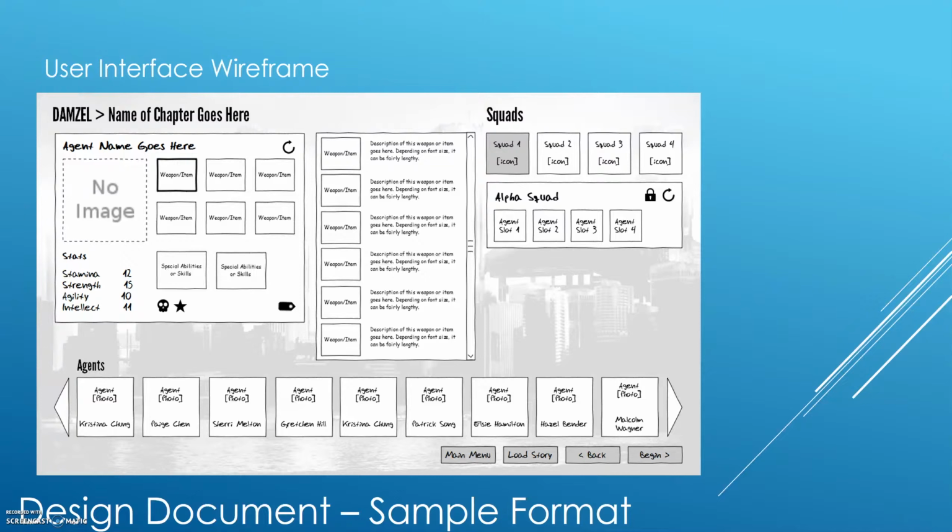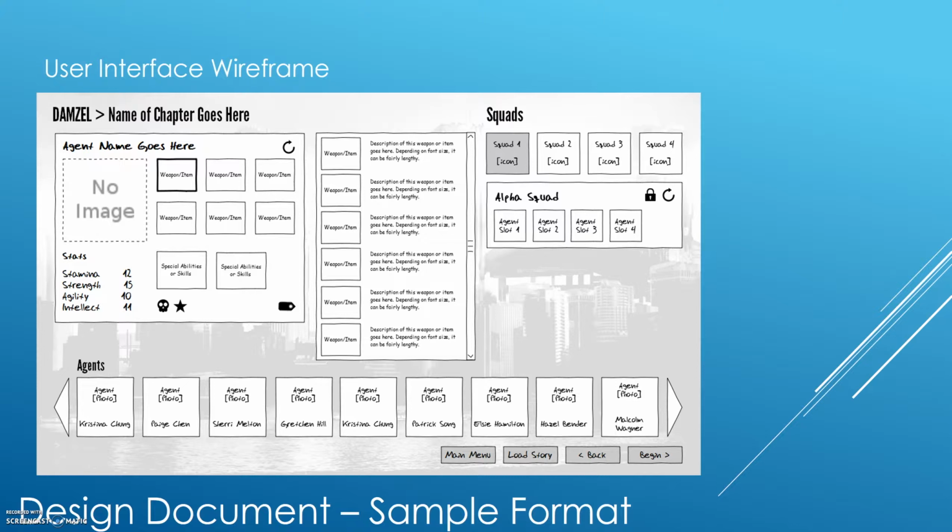This is what I mean when I say user interface wireframe. It's just a sketch of any of the menus, screens that the player will encounter during the game. This is then passed on to the art department, who will then create the actual screens. You'd also use a flowchart to show how these screens interact with each other.